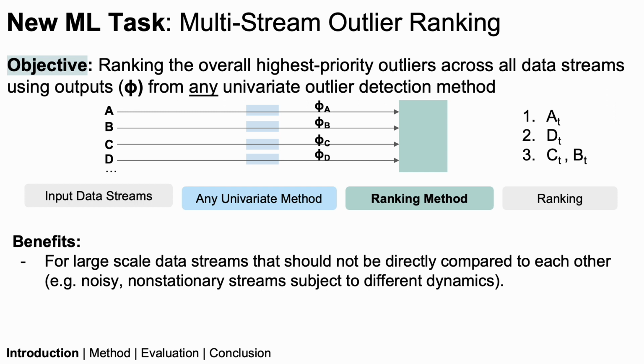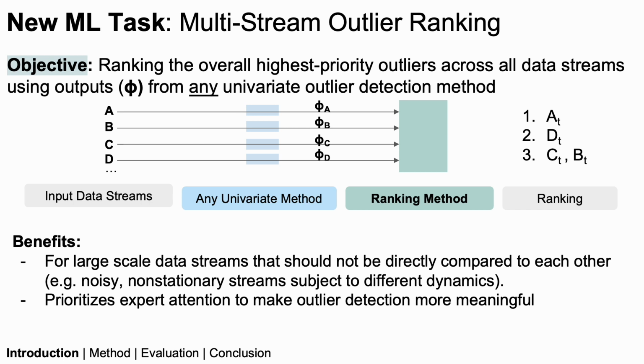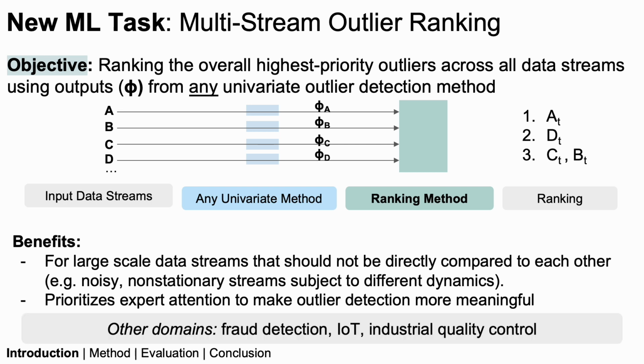Now, the benefit of this approach is that it can be used for large-scale data streams that should not be directly compared to each other, like noisy, non-stationary streams that are subject to different dynamics. It also helps prioritize expert attention, so there aren't 14,000, let's say, outliers that experts have to go through per day. This task is relevant in other domains like fraud detection, Internet of Things, and industrial quality control.